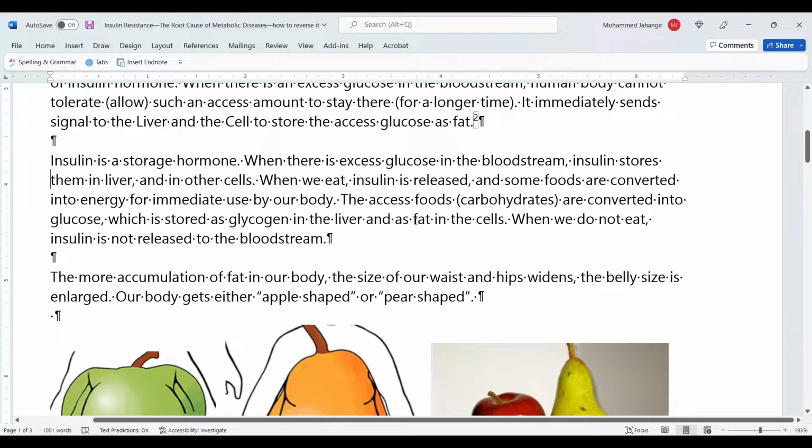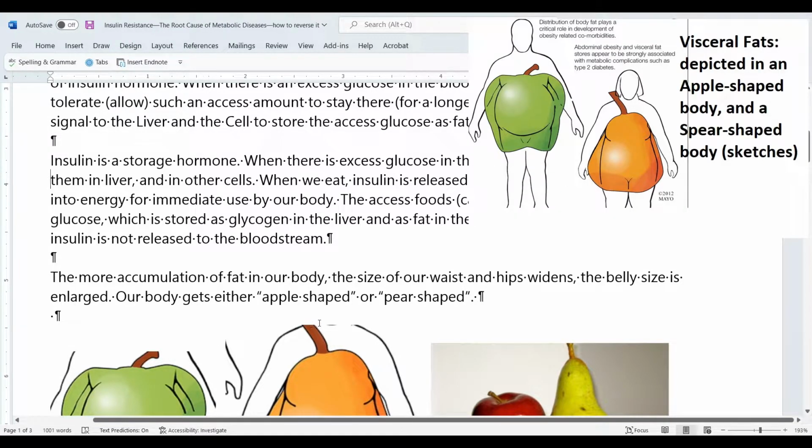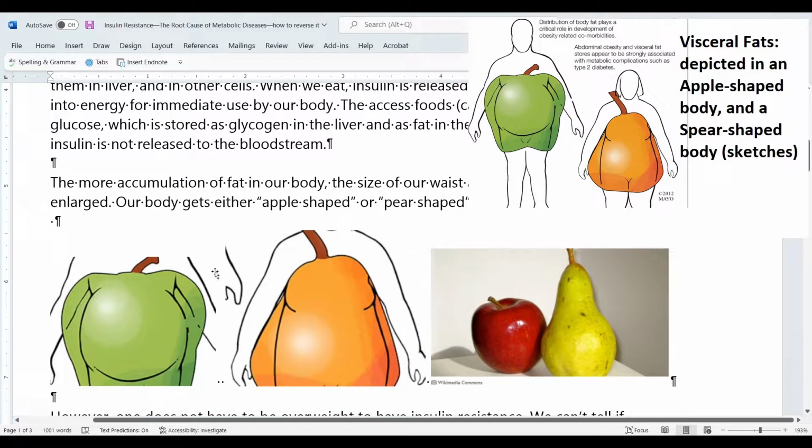When we eat, insulin is released and some foods are converted into energy for immediate use by our body. The excess foods, that is carbohydrates, are converted into glucose, which is stored as glycogen in the liver and as fat in the cells. When we do not eat, insulin is not released to the bloodstream. The more fat accumulates in our body, the more the waist and hips widen. The belly size is enlarged. Our body gets either apple-shaped or pear-shaped.